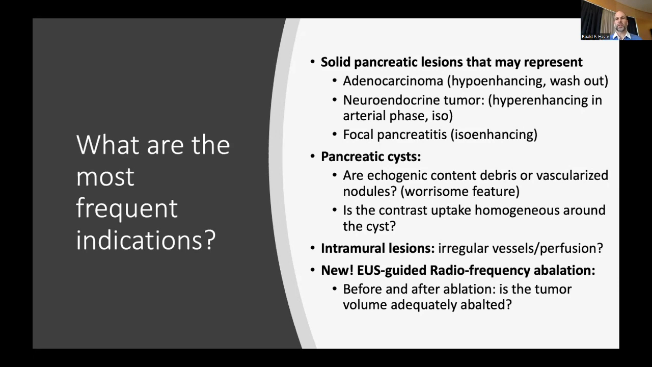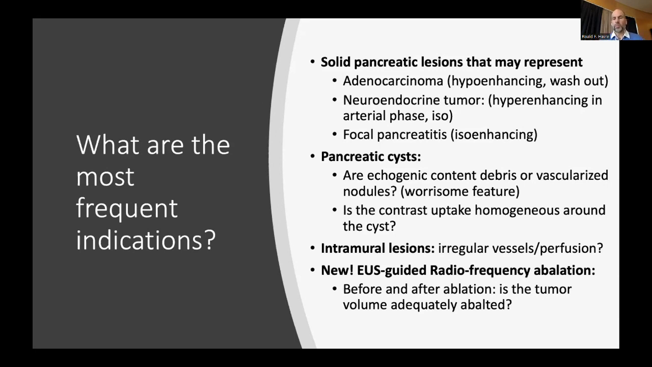Is there echogenic content in the cyst? Does it represent debris, or is it a vascularized nodule, which is a worrisome feature according to European guidelines? Is the contrast uptake homogeneous around the cyst, or is there maybe a sign of a tumor tissue around the cyst? And then for intramural lesions, it has been used for irregular vessels and perfusion patterns, and I will show you an example of this.